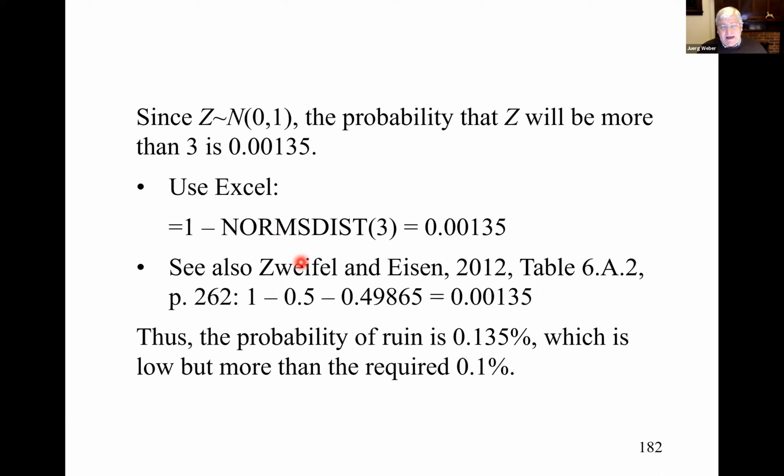Now, when you use the Zweifel and Eisenbuch table, don't forget this 0.5. The table gives you only the right side of the normal distribution. So you also have to add here then the left side. And then you get also 0.00135. So the probability of ruin is 0.135%, which is very low, but it's more than the required 0.1%. So here I express this again in percent, so I'm getting rid of those 0, 0.